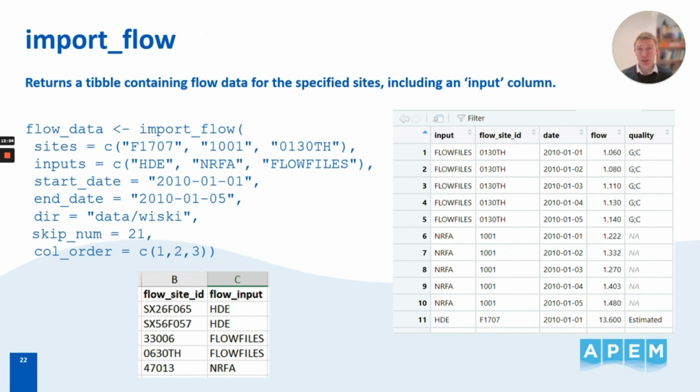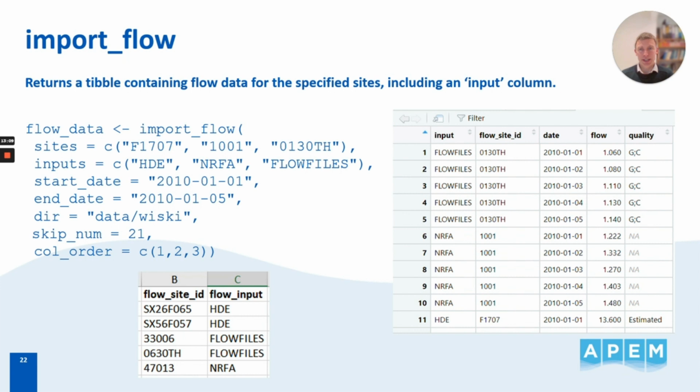Fourth function for importing flow data is import flow. And as I mentioned before, this is a high-level wrapper function. So if we have information or data that we want to import from different sources, we can do all of that in one hit using this one function.